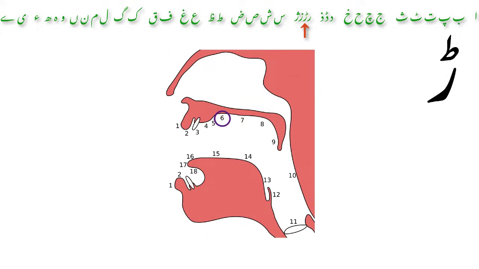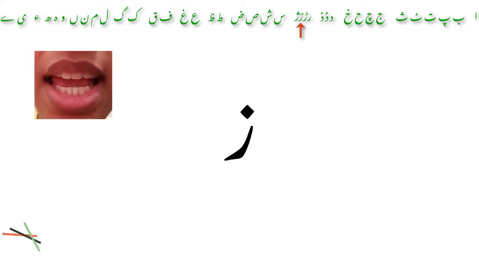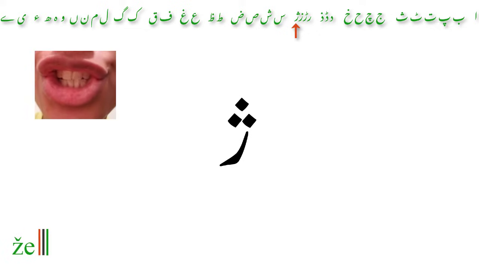All right, the next two aren't as tricky. We've got ze, ze, z, z, ze. Then je, je, j, j, je.